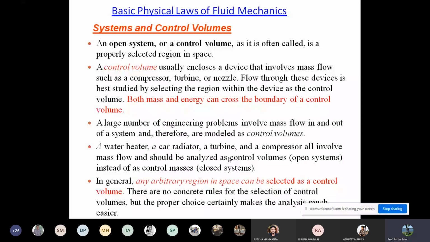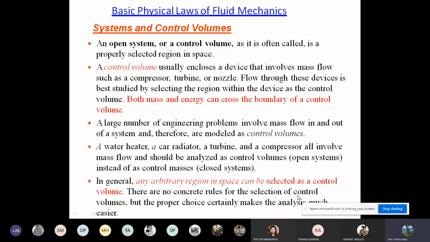A large number of engineering problems involve mass flow in and out of the system, and are modeled using a control volume. A water heater, radiator, turbine, compressor, all kinds of mechanical devices involving mass flow and heat flow, energy transfer, should be analyzed based on a control volume. In general, any arbitrary region in space can be selected as a control volume. There is no concrete rule for selection of a control volume, but the proper choice certainly makes the analysis much easier.